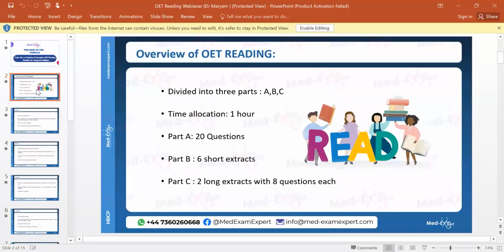Whenever you have practiced like 20 or 30 tests, you will feel confident enough that you can solve these 20 questions in less than 15 minutes. So try to solve these 20 questions in less than 15 minutes. Please sharpen your skills and your speed. It will help you a lot in reading part A. So this was all about reading part A.